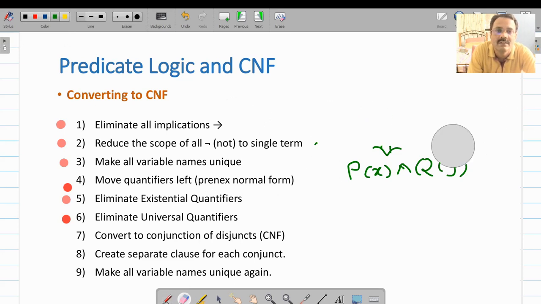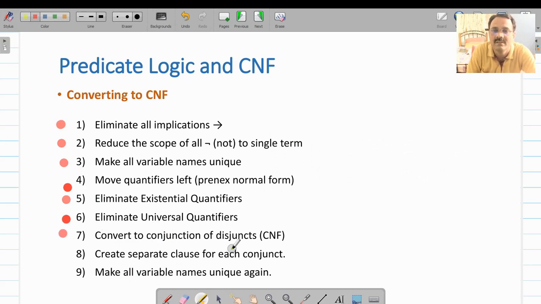Now step 7. In step 7 we are converting the resultant formula into conjunction of disjuncts. Now what is this conjunction of disjunct form? The conjunction of disjunct form is something like this.